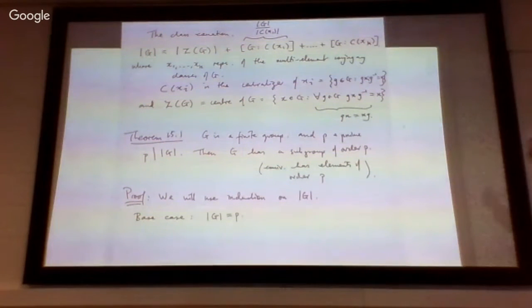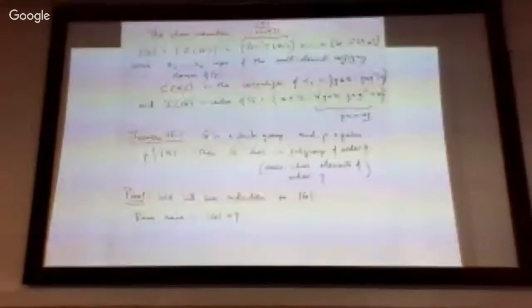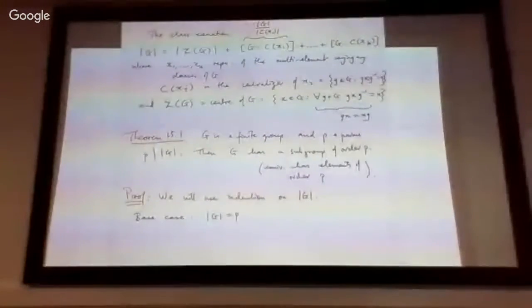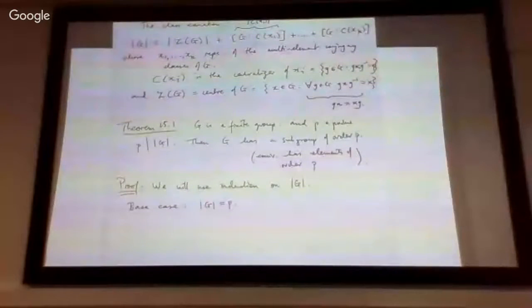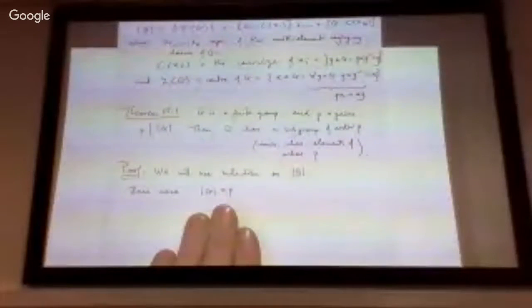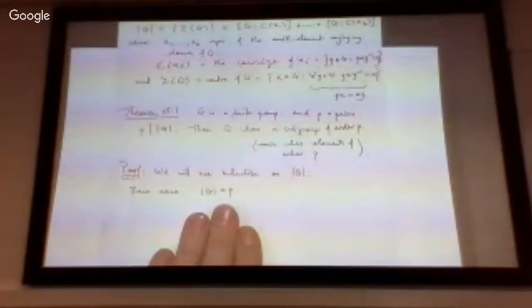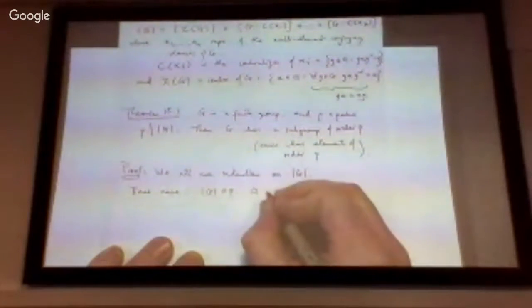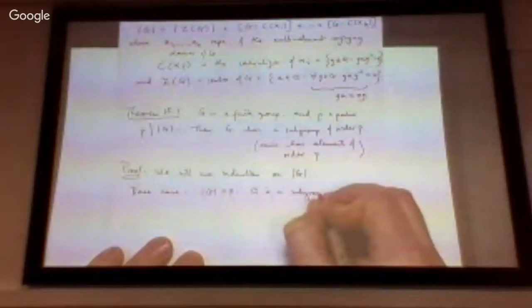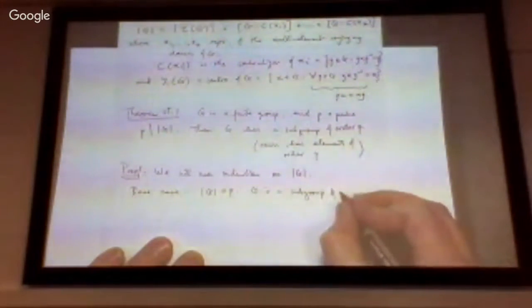So the prime itself is a subgroup of G of order P. Base cases are normally trivial. The answer is normally just staring you in the face. What's the subgroup of size P of G? The group itself. G is a subgroup of size P. It's the group itself, but it's a subgroup of order P. So the base case is trivially true.